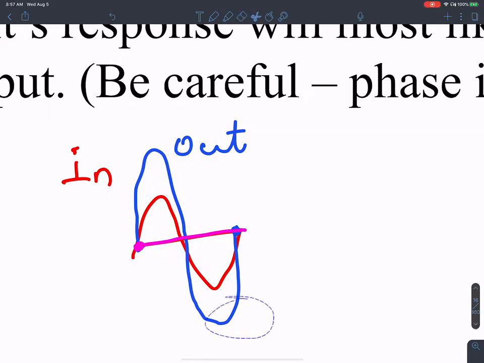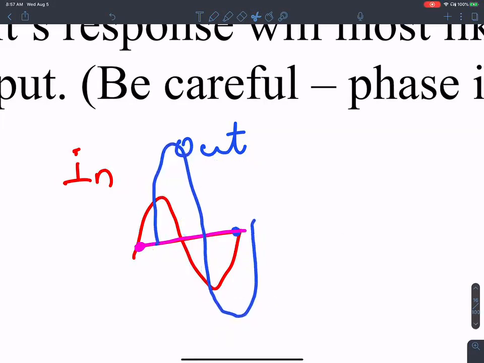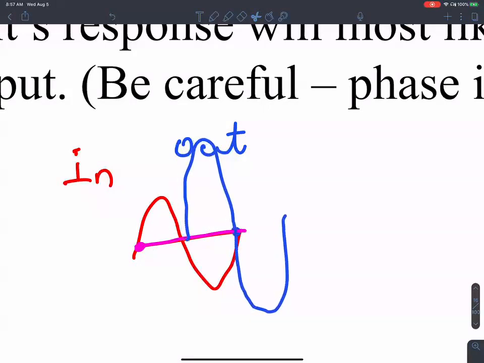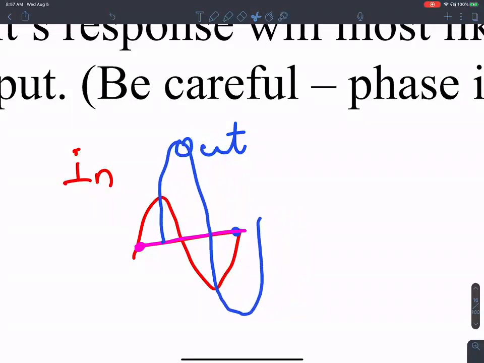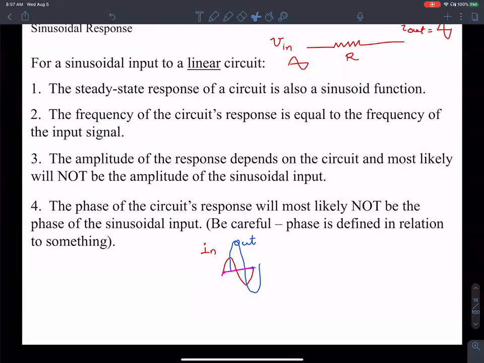However, what could be different is the amplitude. And then of course there could be different peaks, different offsets. The input and output could be offset in time, and they could be offset in amplitude, but not frequency. Therefore the frequency of the input signal is the same as the frequency of the response. When I say response, I mean the output.